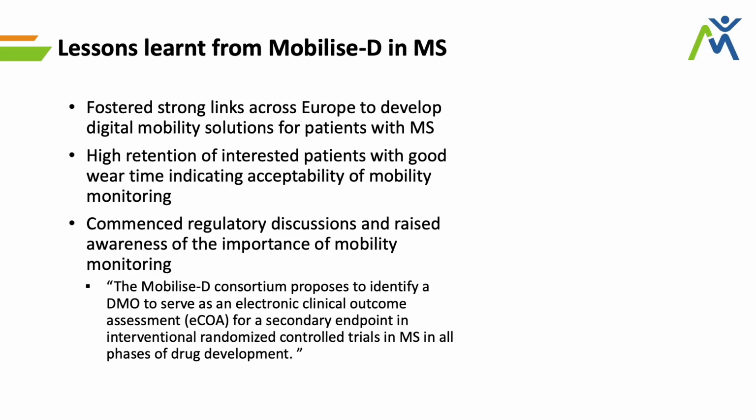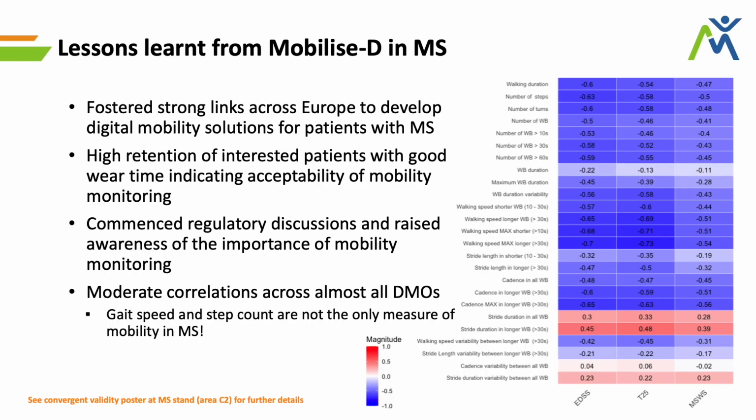We've also already made contact with FDA and EMA in relation to the use of mobility outcome measures in clinical trials, but we have to take the discussions further, probably once the data has matured and been analyzed. But we also learned really that almost all of the 25 DMOs are important and can be used in the assessment of patients with multiple sclerosis.